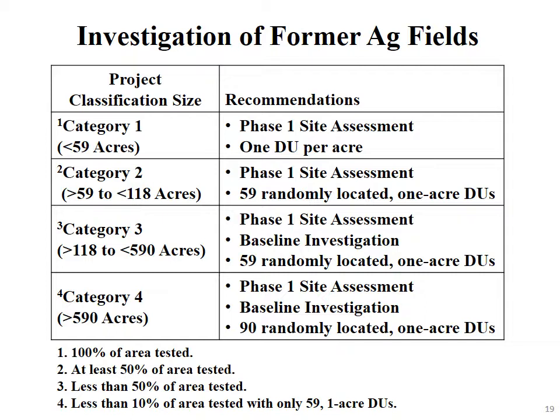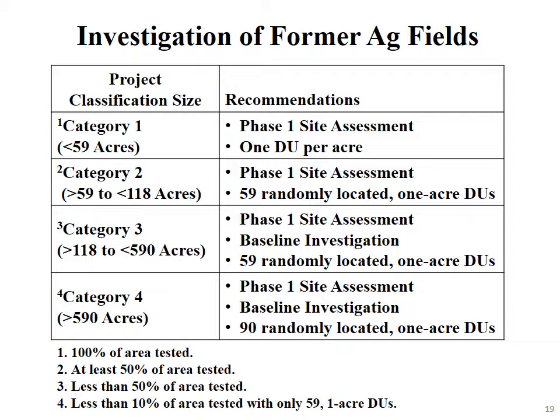So our office will make a call on this if they skip the baseline investigation but just test 59 1 acre DUs. We're comfortable making a call on that field. As the field gets larger and larger, 118 to 590 acres, now just using the 59 1 acre DUs really isn't adequate. They're testing less than 50% of the property, so our office requires the person also to do a baseline investigation where they split the entire field up into very large DUs, sort of a neighborhood scale investigation.